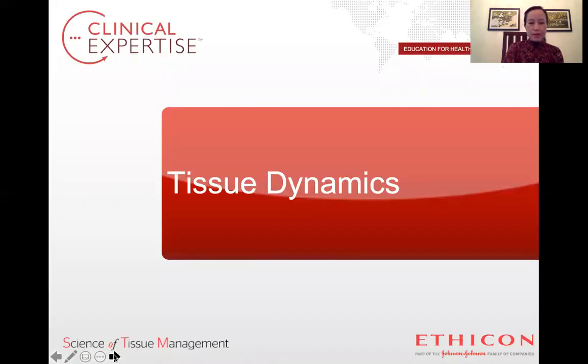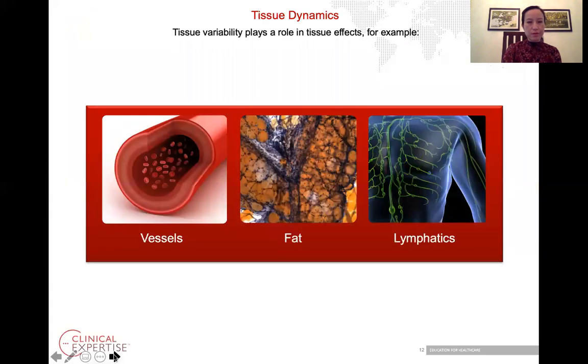Now that you understand the mechanism of hemostasis, let's look at how it can be affected by tissue dynamics. Understanding how different types of tissues respond to energy is as important as understanding the energy itself. We'll explore 3 types of tissues that you might encounter in surgery: blood vessels, fat, and lymphatics.